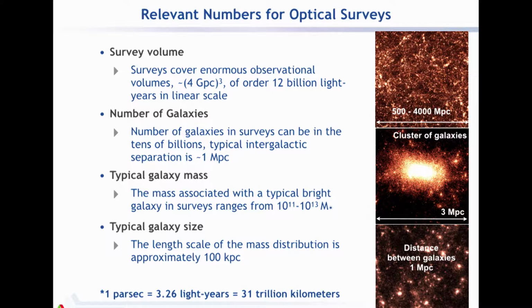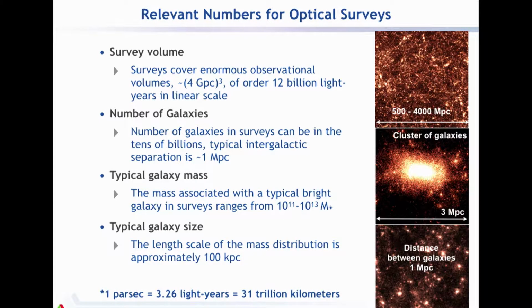And just to give you a little bit of an idea about sizes. The survey volume, if I look at an optical survey, is measured in something called gigaparsec. One parsec is roughly 31 trillion kilometers. It's a little bit hard to imagine how much that is. But basically, when I'm talking about a survey, I'm talking about gigaparsec volumes. Another way you can think about it is 12 billion light years in linear scale. The number of galaxies in these volumes is in the billions. So we can measure the images and spectra of billions of galaxies. And the typical intergalactic separation is a megaparsec. So you go from gigaparsec to megaparsec.